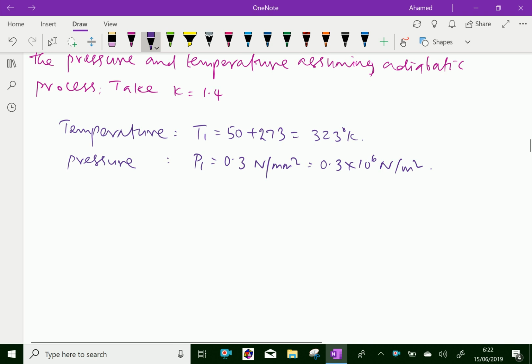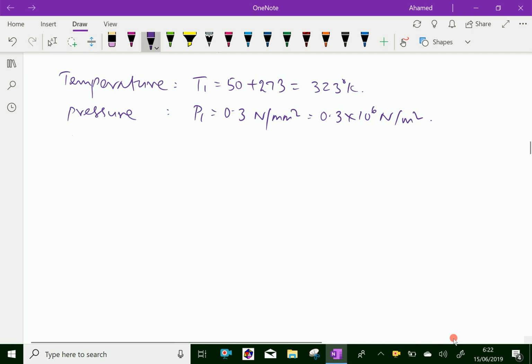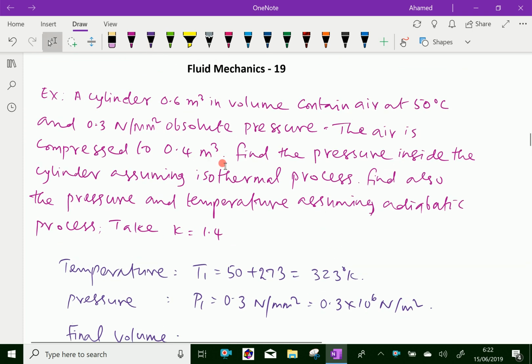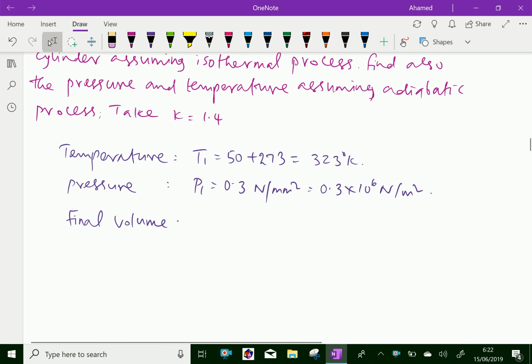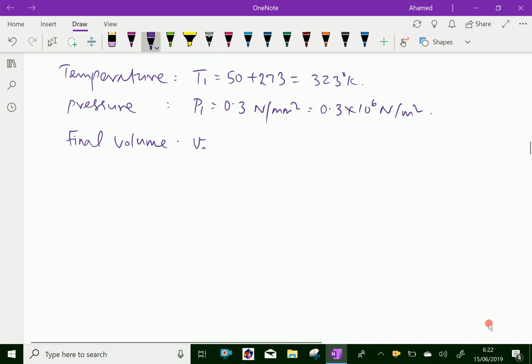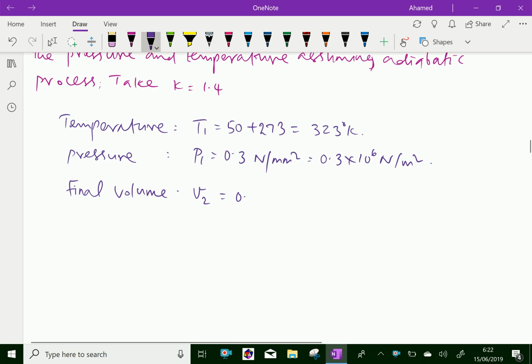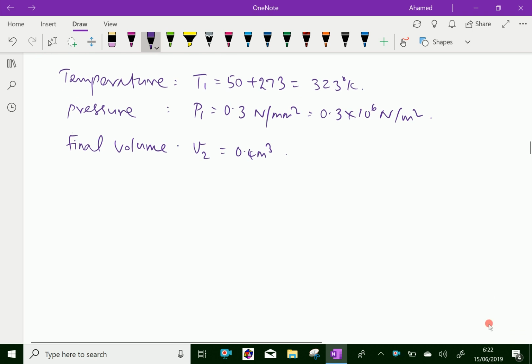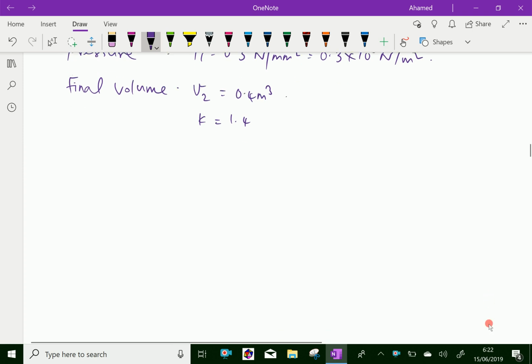Now, the final volume, because the gas is compressed up to 0.4 meter cube, that is V2 equal 0.4 meter cube. Now, the compression index, that is K equal 1.4. Now, first let us discuss the isothermal process.